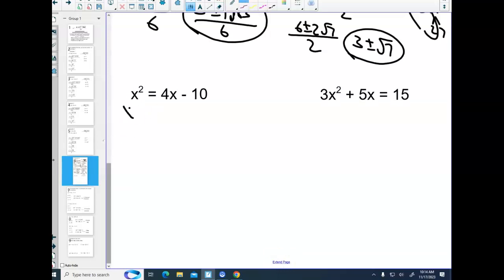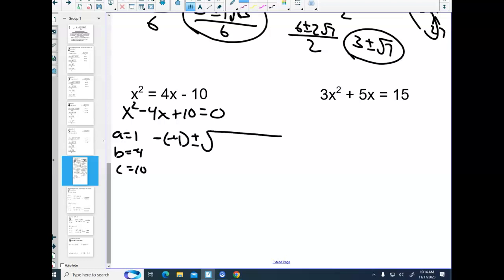So this becomes x squared minus 4x plus 10 equals 0. And that's where I get my a, b, and c from. My a is 1, my b is -4, and my c is 10. -4 plus or minus the square root of -4 squared minus 4 times 1 times 10, and that's all over 2 times 1.